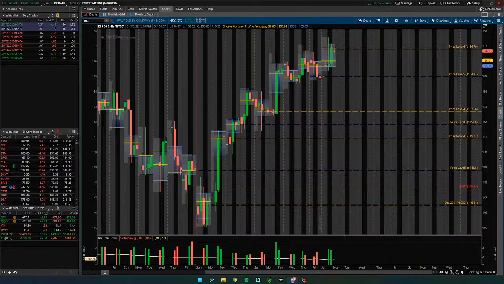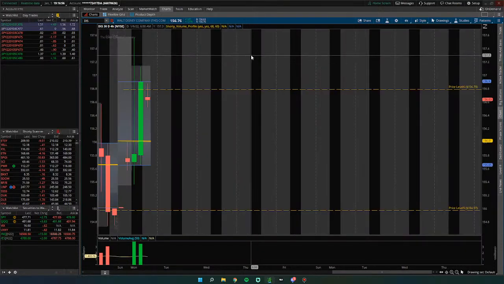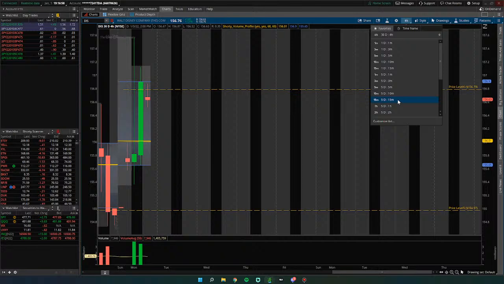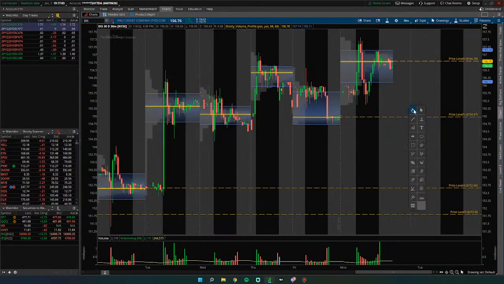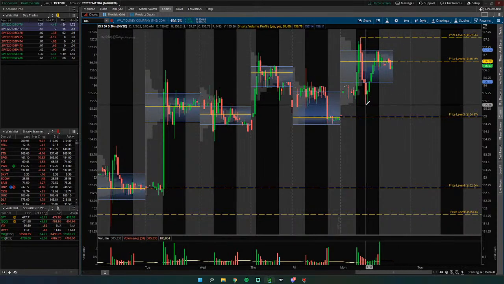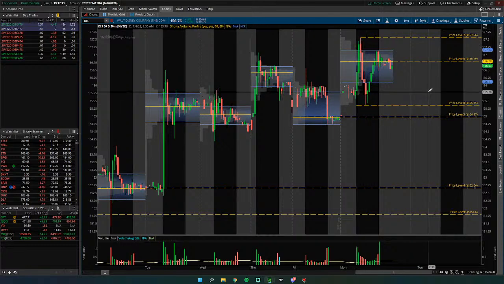But definitely get those VPOCs and POCs on your charts. Get the high of the day and the low of the day on your charts. I know Shorty does not like to trade, sorry, let me go to a lower time frame here. Shorty doesn't like to trade between the high and the low of the previous day. But they're good levels to have on your charts.